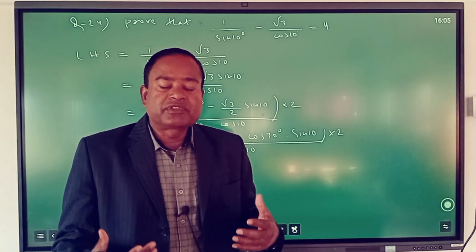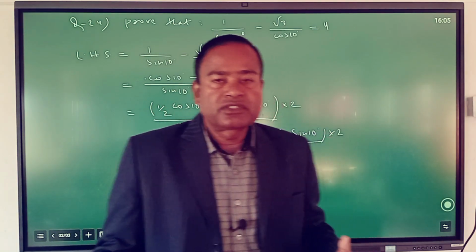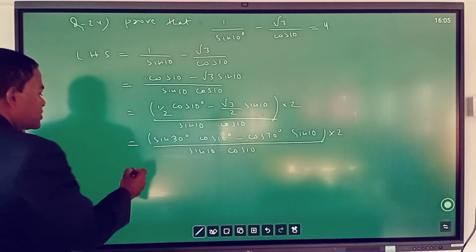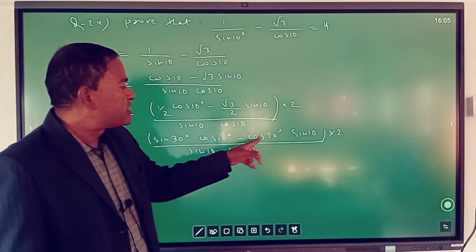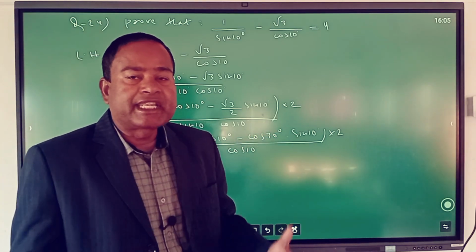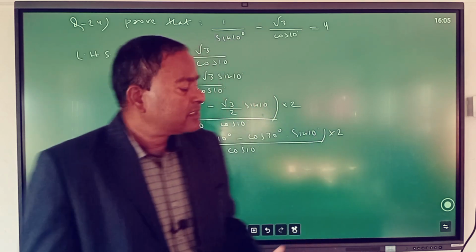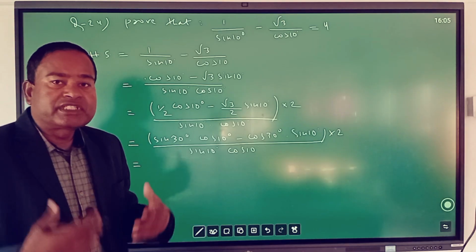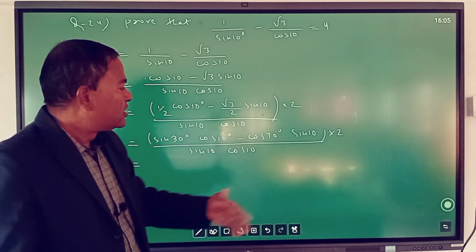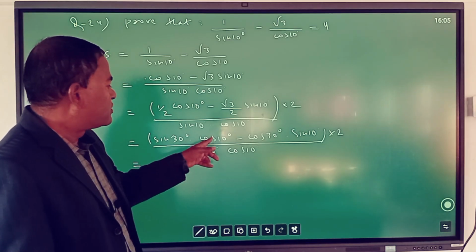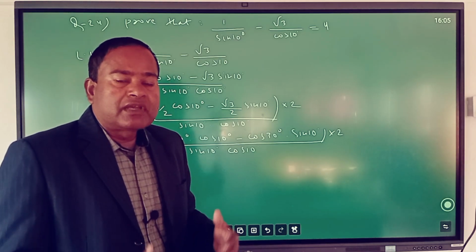That means we'll be able to change the expression of the numerator in terms of a compound angle, which is sin(A minus B). So dear students, we know that sin A cos B minus cos A sin B is equal to sin(A minus B). Supposing the first angle 30 degrees as A and the second angle 10 degrees as B, then the expression of the numerator is in the form of sin A cos B minus cos A sin B. That means this is the formula of sin(A minus B).